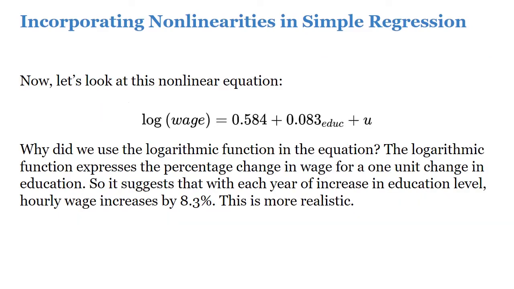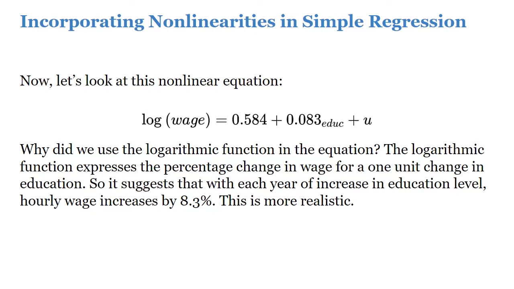But now let's look at this equation here. We've included a log function on the dependent variable. So why did we use this log function here? The log function expresses the percentage change in wage for a 1 unit change in education. So here our coefficient is 0.083 on education. This whole model means an extra year of education would increase the hourly wage by 8.3%. So this is more realistic. Whether you graduate from high school or get a PhD, your hourly wage increases by 8.3%.